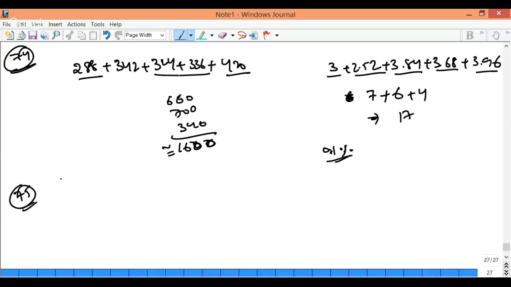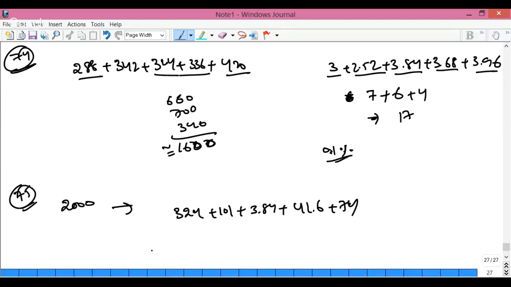The 75th one. The total expenditure of a company over these items during the year 2000 is. So it is very simple. For the year 2000, we have to find the total expenditure. That is 324 plus 101 plus 3.84 plus 41.6 plus 74. That's it. Or 44.44 lakhs.